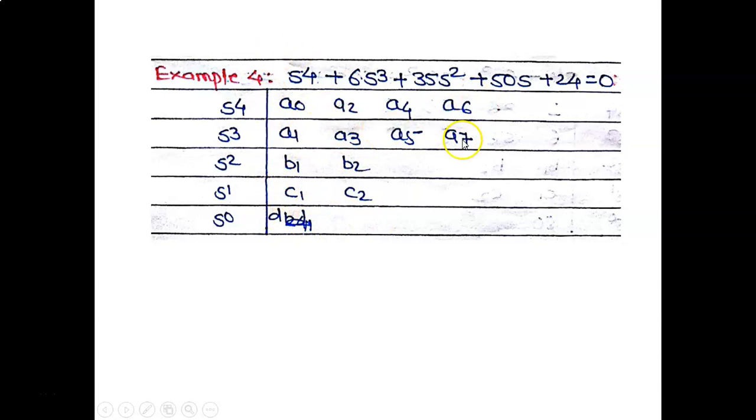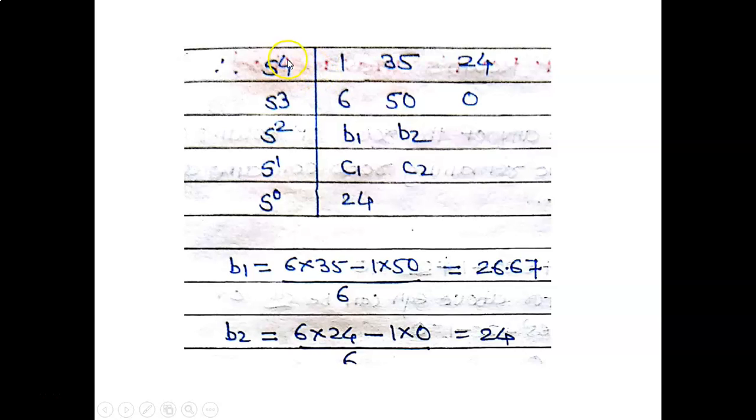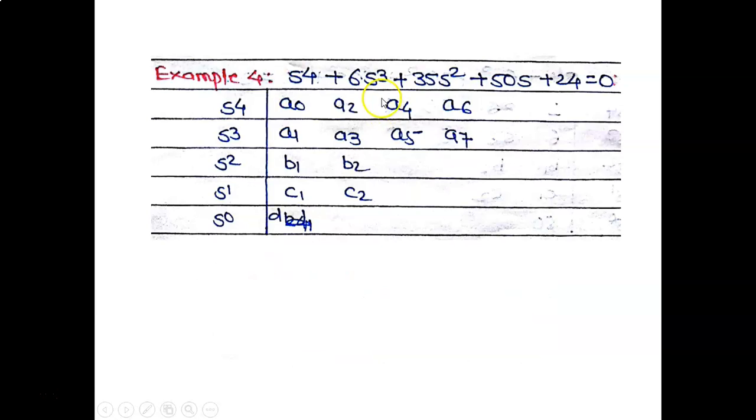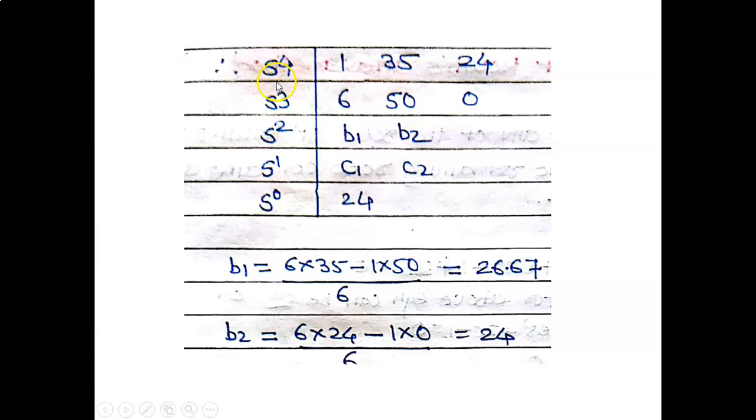Now we will substitute the values of two rows from the given equation, that is the first row and second row. In front of S raised to 4 you write the coefficient 1, then you go to S square, that is 35, then you go to 24. Similarly in front of S cube you write first 6, after 6 you take 50, and after that you write 0. Therefore S raised to 4, S cube, S square, S raised to 1, S raised to 0: 1, 35, 24, 6, 50, 0, b1, b2, c1, c2, 24.